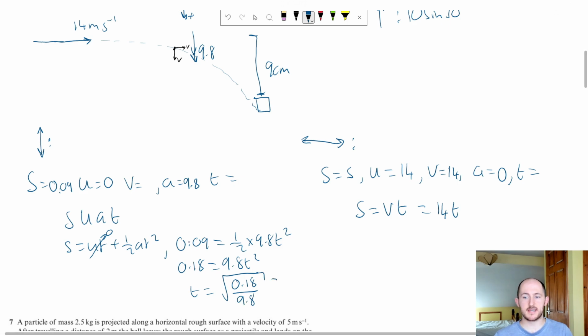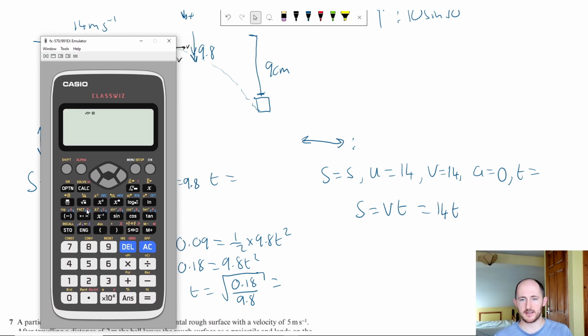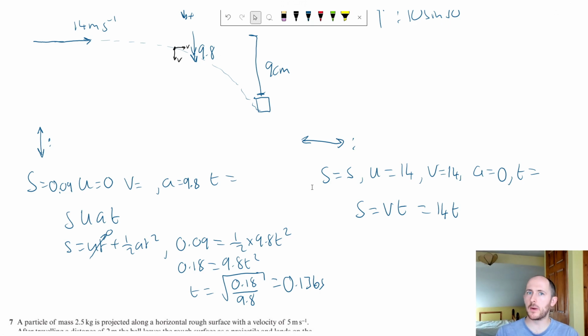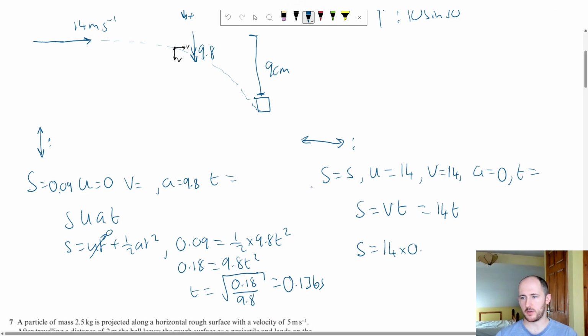And of course this is plus or minus, but do I care about the negative version? No, because time cannot be negative because it's not a vector. So we have 0.18 over 9.8, and that gives me a value of 0.136 seconds. Now if you think about it, that is a very short time. Does it make sense? Well, if I'm throwing a dart, how quickly will it hit the board? Pretty quickly, right? Like you throw it and it's almost immediately at the board. So that means our displacement now is 14 times 0.136.